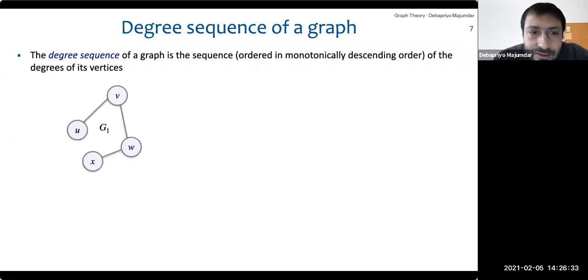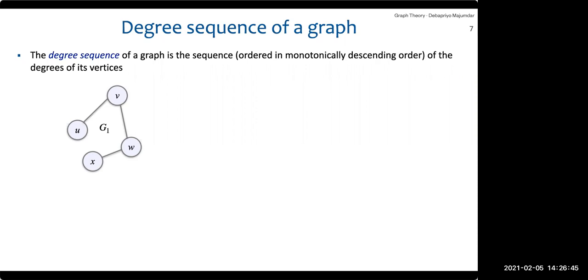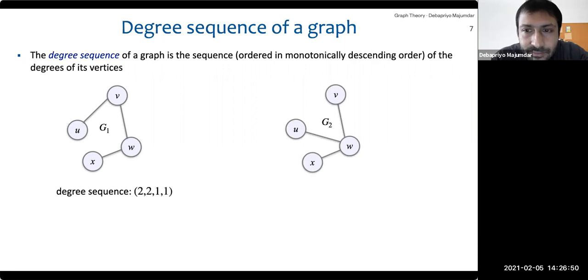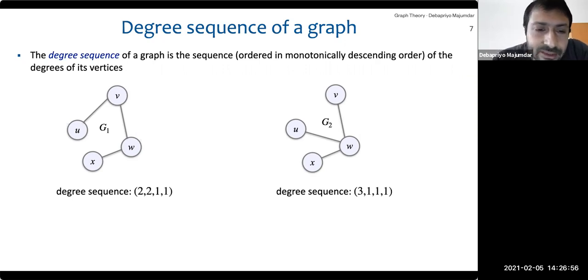So again, let's look at the examples. What would be the degree sequence for this graph? 2, 2, 1, 1, right? So this is 2, 2, 1, 1. And this one? 3, 1, 1, 1. Very good. So the degree sequences are like this, and the degree sequences are different here.